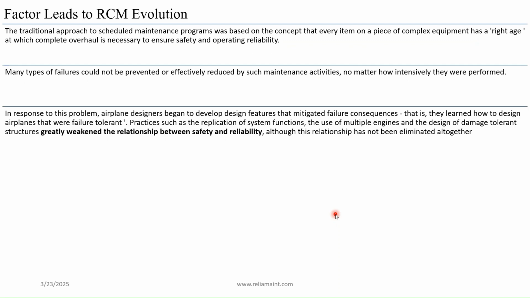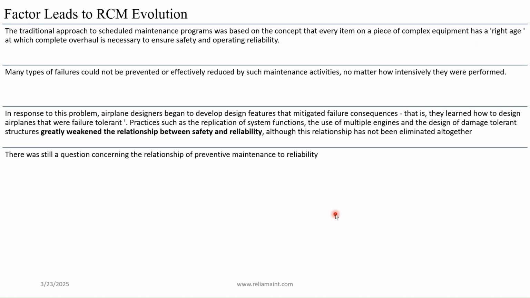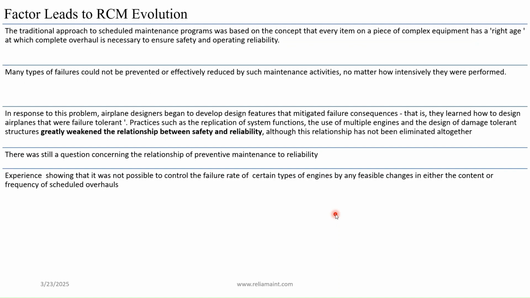In response to this problem, airplane designers began to develop design features that mitigated failure consequences. That is, they learned how to design airplanes that were failure-tolerant. Practices such as the replication of system functions, the use of multiple engines, and the design of damage-tolerant structures greatly weakened the relationship between safety and reliability, although this relationship has not been eliminated altogether.